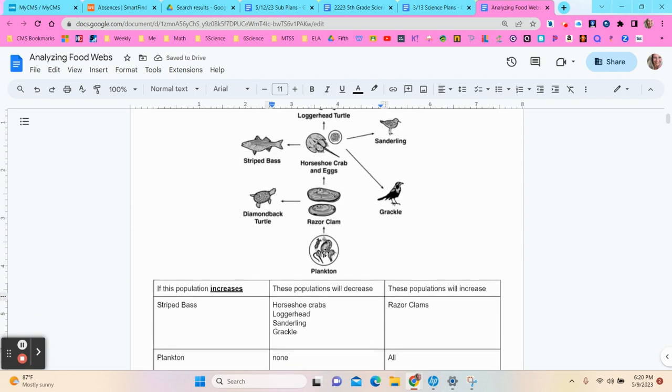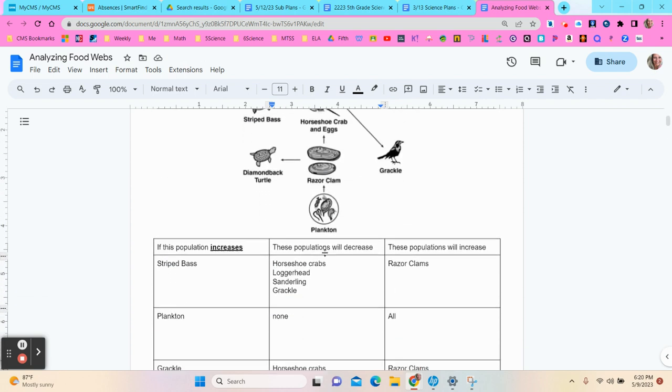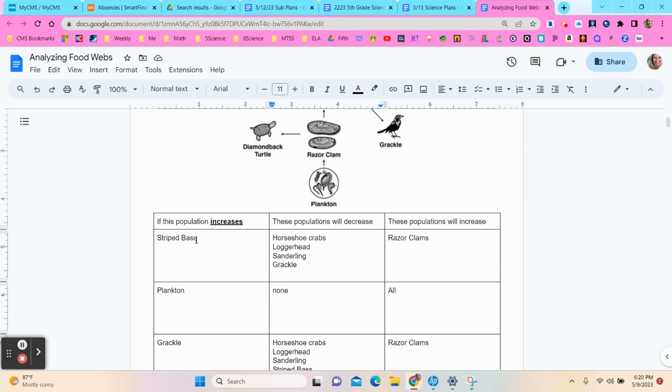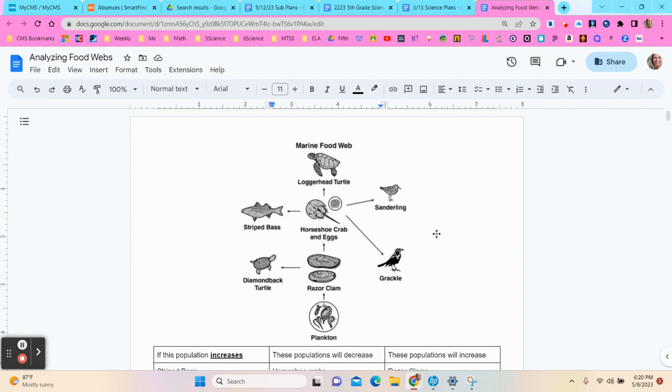You basically just have to think through each of the food webs and think about what happens if a population increases, which things will decrease, and which things will increase because of interfering with that food web.